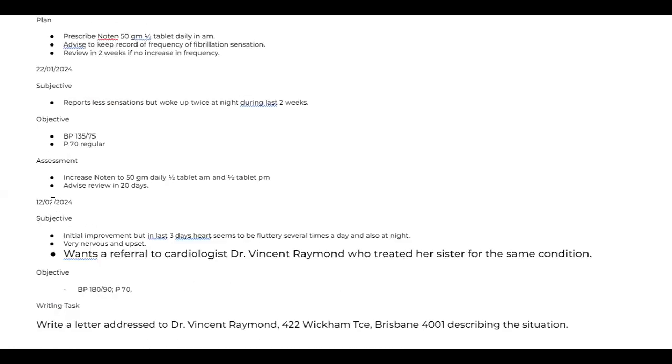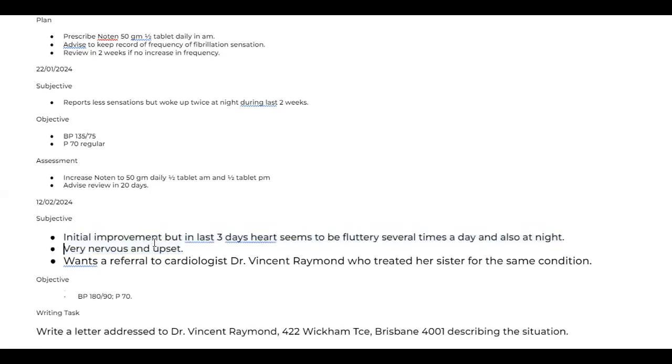This much is there. Then finally coming to the 12th of this month, initial improvement, but last day's heart seems to be fluttery several times a day and also at night. Very nervous and upset. So my question is, in the last one, did your doctor, did you do any kind of assessment? You just did the vital parameters, they were just seen by you. That's it. Did you do some CT or MRI, any test, any X-ray here? No. So you did not do any kind of assessment for that. Just a basic assessment was done.